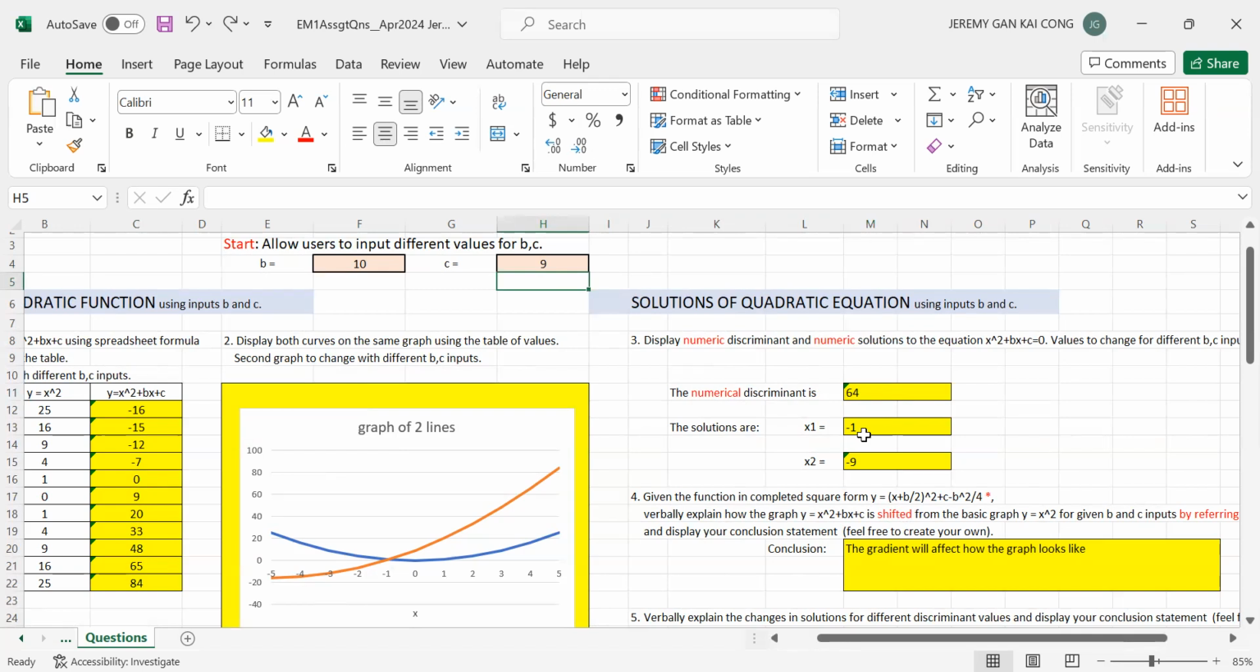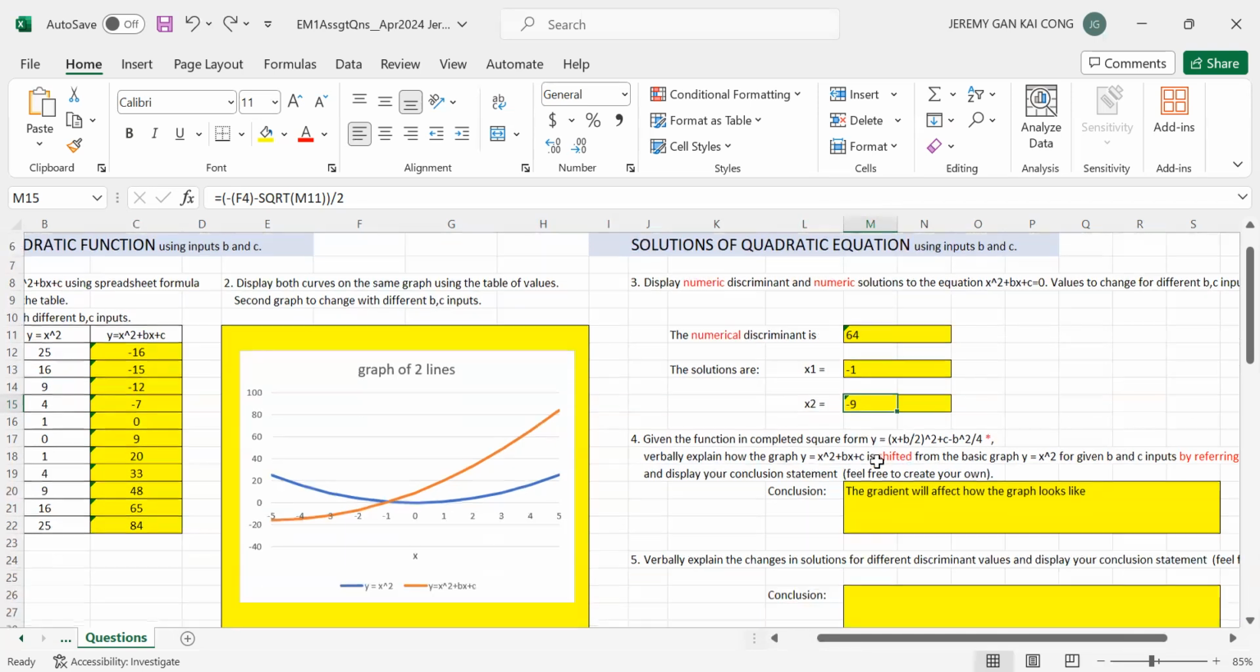And for the numerical discriminant, there will be two answers. For the first answer, I'll use -b plus the square root of the discriminant, then divide it by 2. So I'll get -1. Secondly, I'll use -b minus the square root of the discriminant, over 2, and from there, I'll get -9.